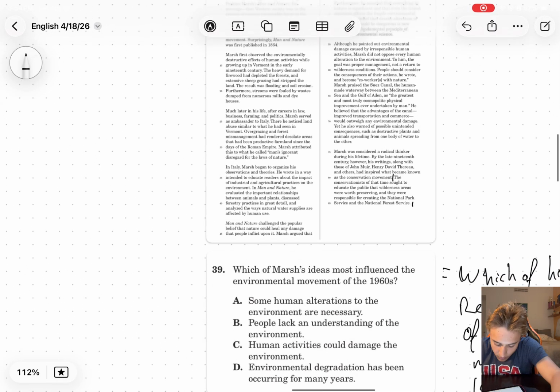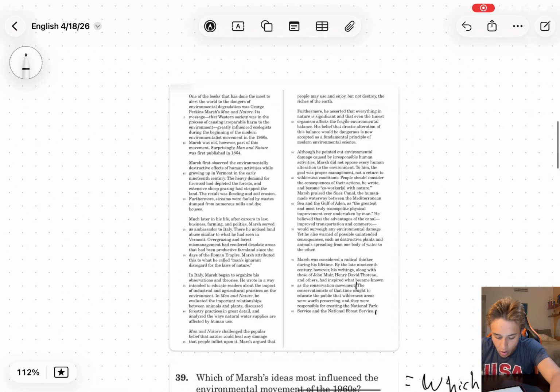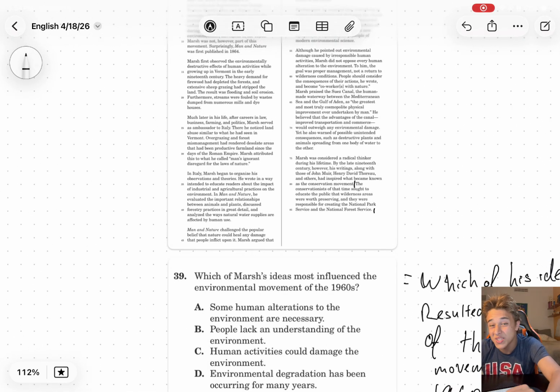So answer choice A was, some alterations to the environment are necessary. Although, yes, he did talk about how sometimes it's necessary for humans to alter the environment, that wasn't a primary philosophy of his teachings. It was more so that we need to reverse the damage caused by humans to the environment. So it's not A, because although he did sometimes think that humans needed to alter it, this wasn't a primary idea that he had, and this wasn't reflected in the environmental movement, a large part of which was to set off areas of nature for humans to not touch at all and not alter at all.